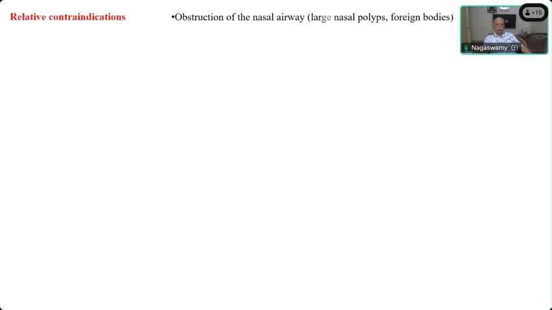Okay, so these are the contraindications. The relative contraindications are any large polyp or foreign body, as he rightly said, obstructing the nasal airway, or any recent nasal surgery, or history of frequent epistaxis. A patient who says he had been bleeding through the nose recurrently, better to avoid nasal intubation in such case.